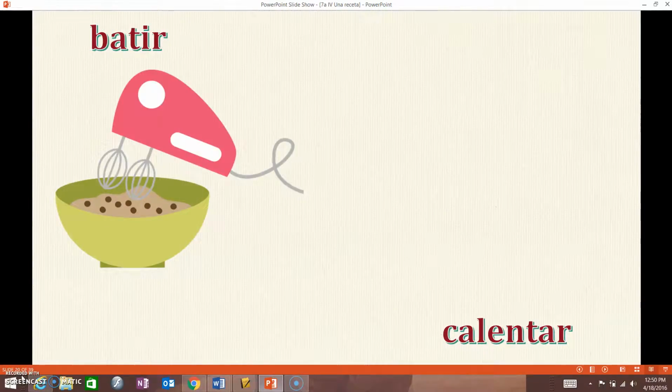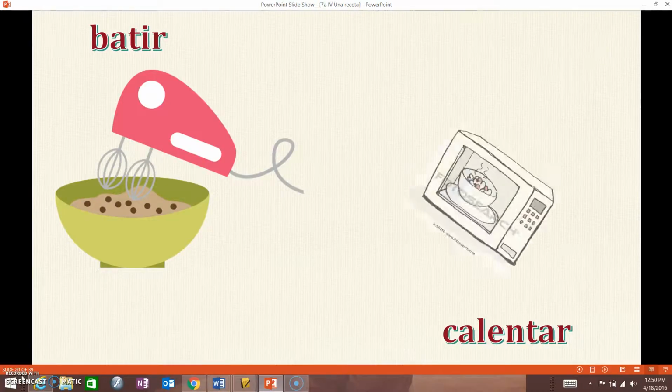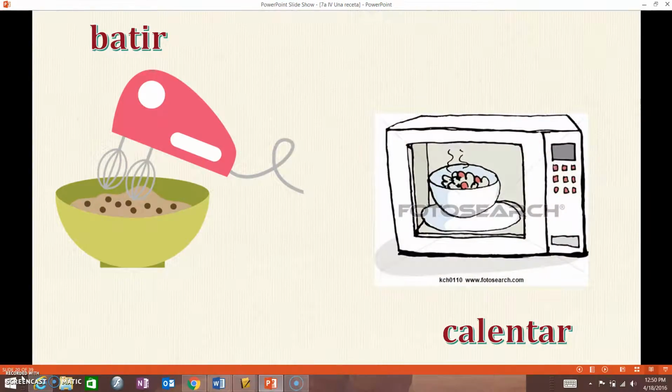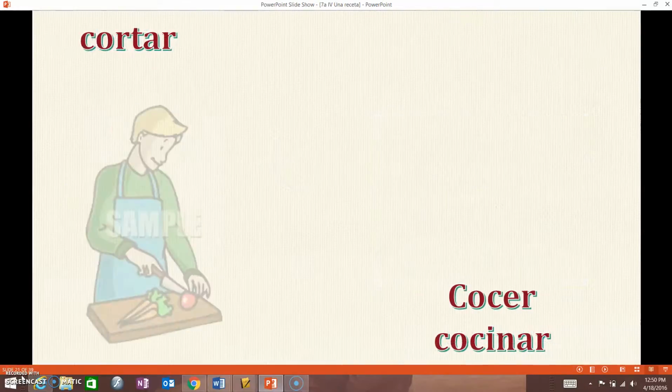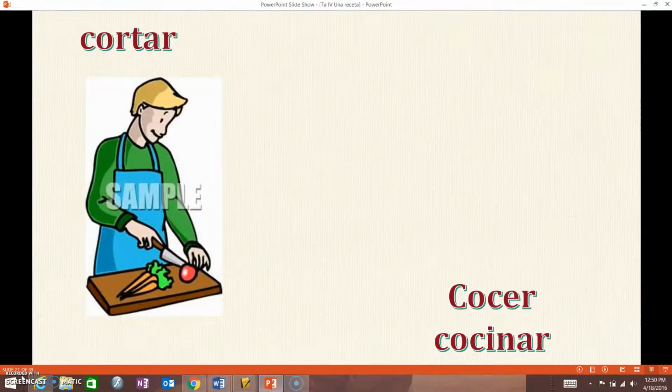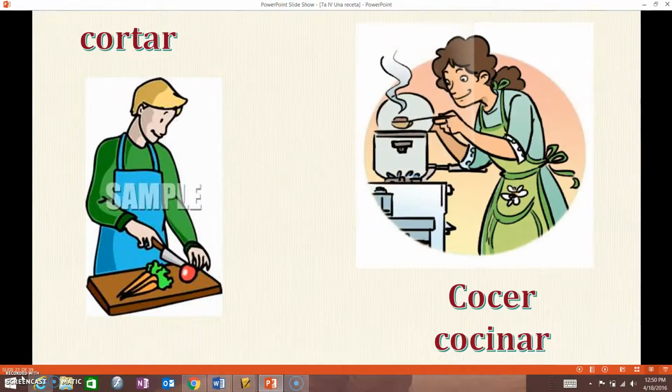Batir es como mezclar, to mix. Batir. Or to beat, I guess is a better word of saying it. Batir con la batidora, to beat with a mixer. Calentar, caliente is hot, so calentar, to heat up. Puedes usar el microondas o el horno para calentar la comida. Cortar, se usa un cuchillo para cortar, to cut. Cocer o cocinar es como to cook.